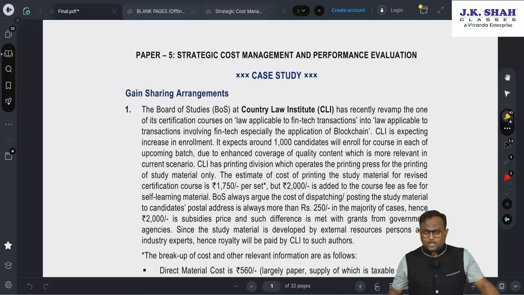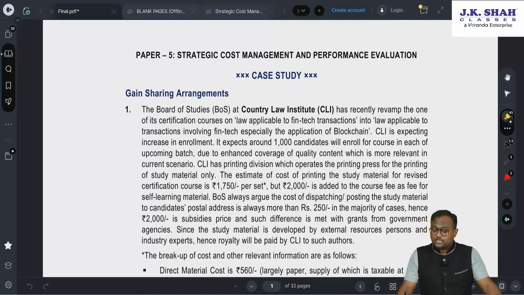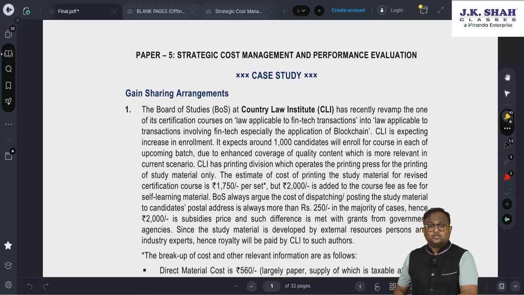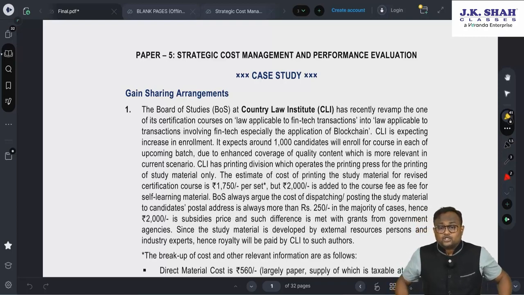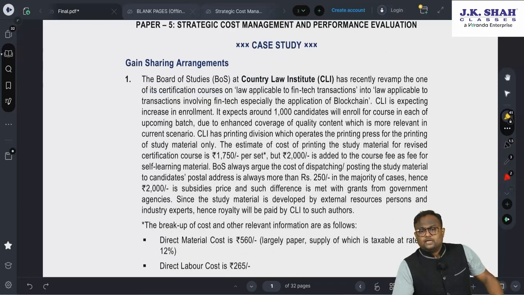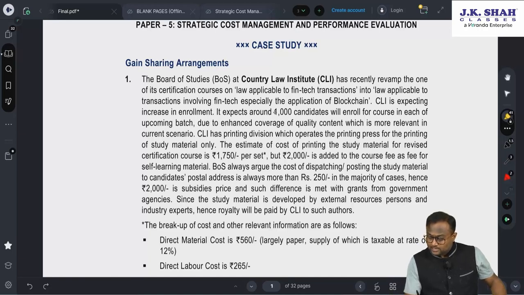Question number one. The Board of Studies at Country Law Institute has recently revamped one of its certification courses on law applicable to fintech transaction into law applicable to transaction involving fintech, especially an application of blockchain. CLI is expecting an increase in enrollment. It expects around 1,000 candidates will enroll for the course in each upcoming batch.